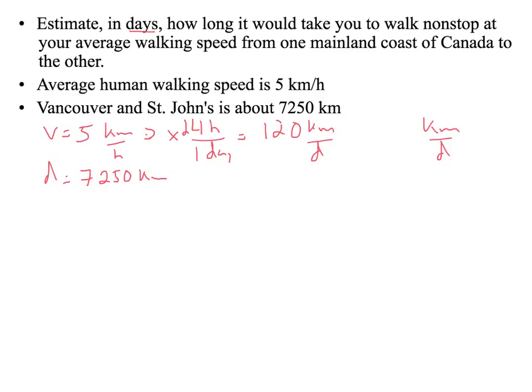Let's just say that we're walking for 12 of the 24 hours in a day. So let's multiply that by 1 over 2. And what we come up with is approximately 60 kilometers per day that you could walk if you were going at this pace. So we have our equation, V equals D over T.